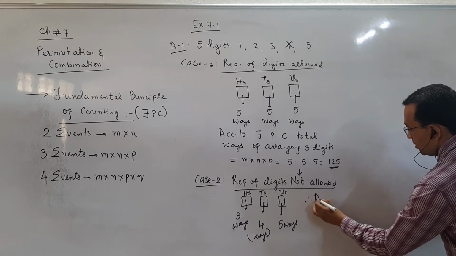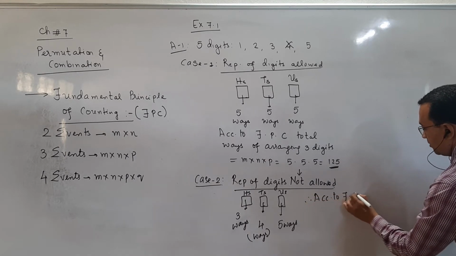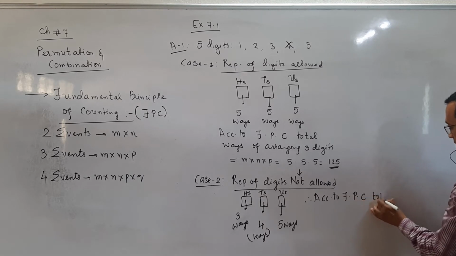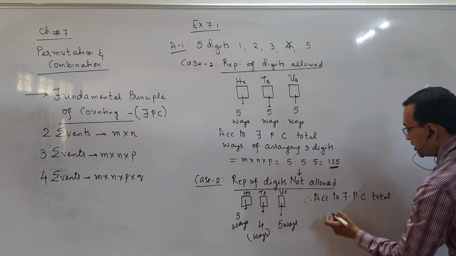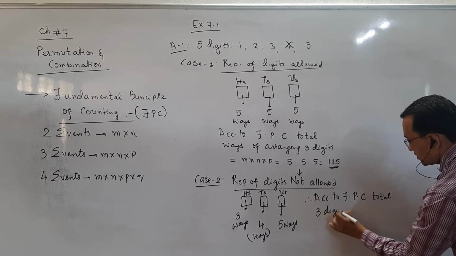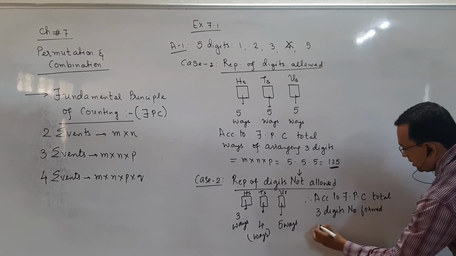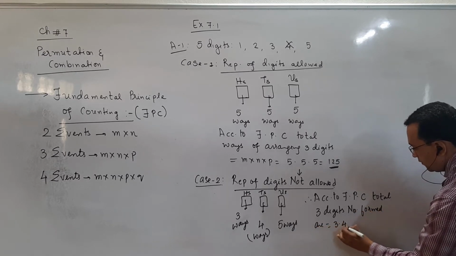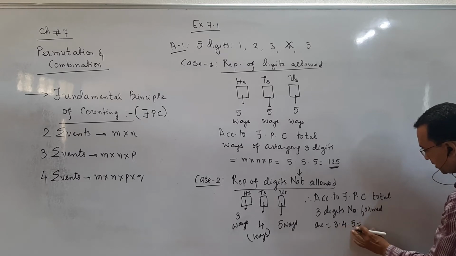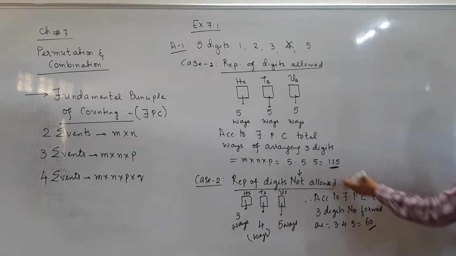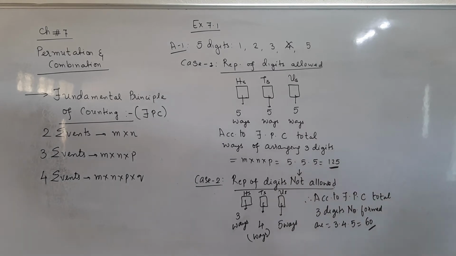Therefore, according to the fundamental principle of counting, total 3-digit numbers formed are 3 into 4 into 5, and that is nothing but 60. Drastically reduced, more than half. So if repetition is allowed, you get a different answer. And students, if repetition is not allowed, then also you get a different answer.